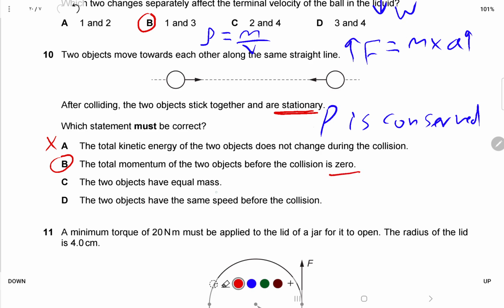The two objects have equal masses. This is not necessary, because maybe they have different speeds. So in this case, they will not be stationary after collision. D is also incorrect, because the two objects have the same speed. Maybe they have different masses, so they will not be stationary. So this is incorrect.